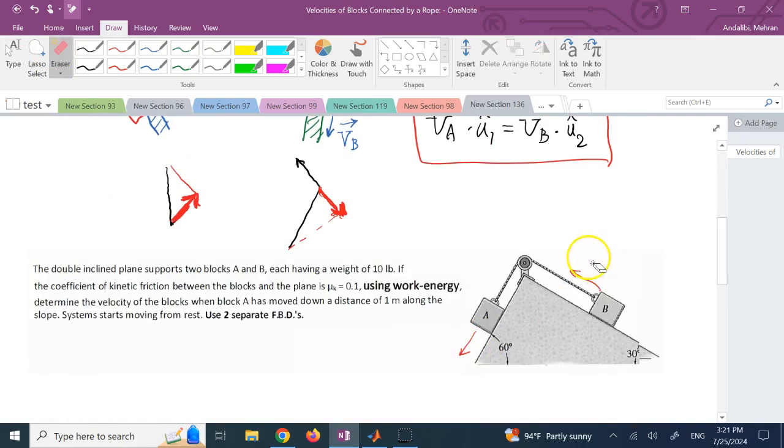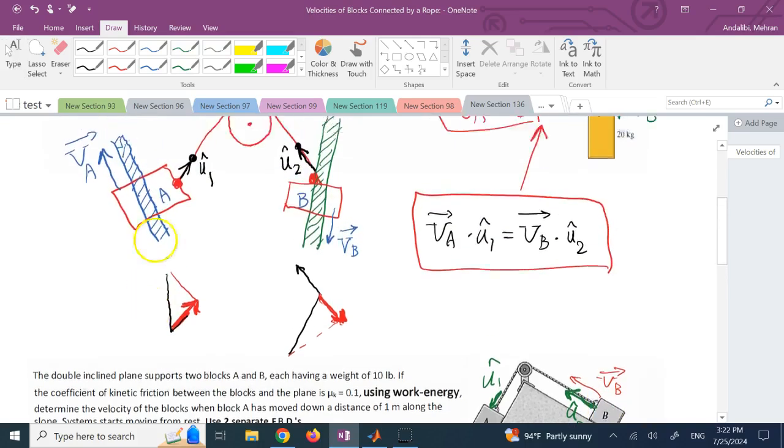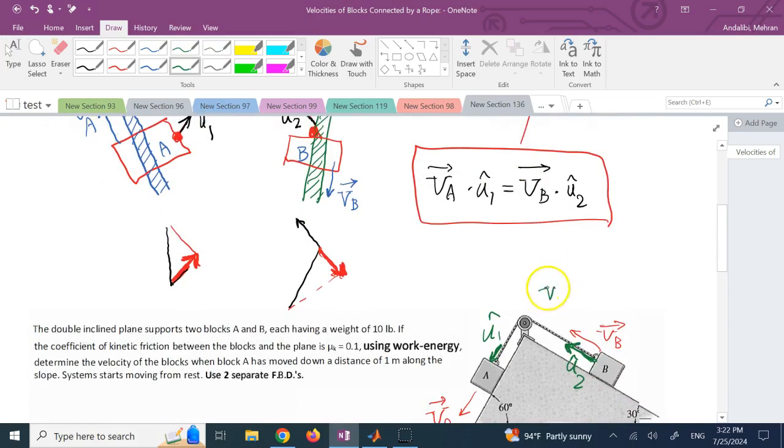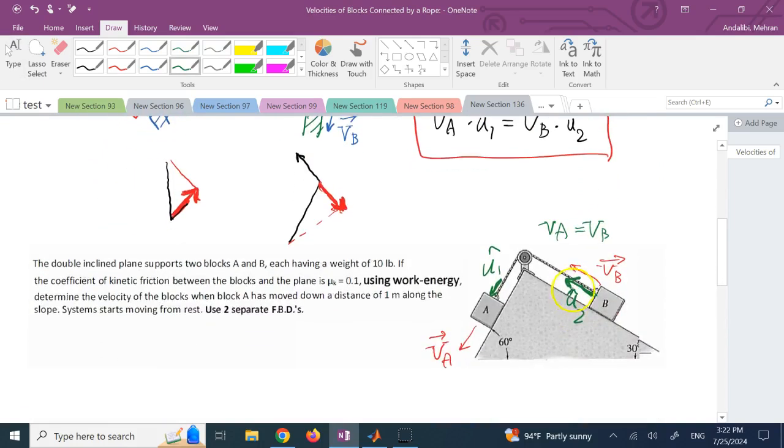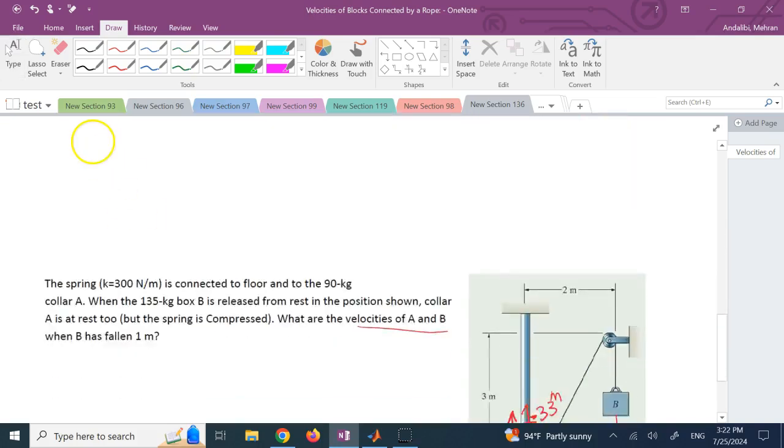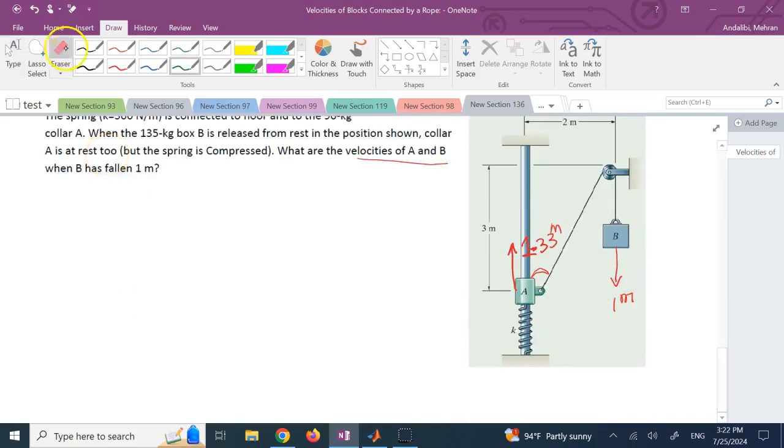If you look here, this is V of A, this is V of B, this is the unit vector U1, and this is the unit vector U2. Again, they are in the same direction. So you get the exact same thing: VA has to be the same as VB, because VB and U2 are parallel, and VA and U1 are parallel. But in this example, that is not true.